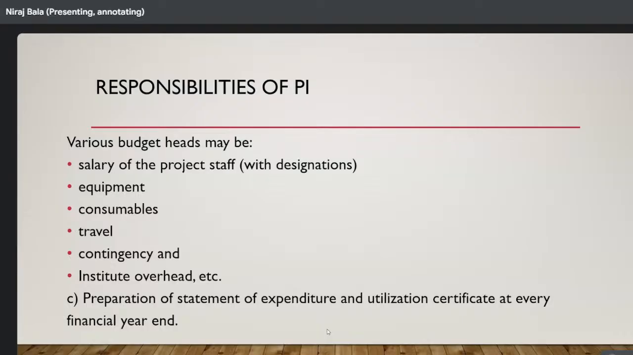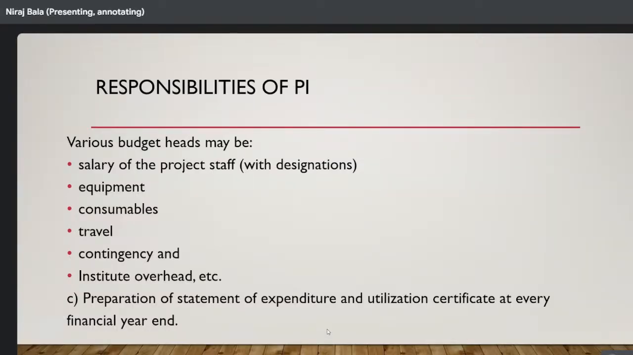This is the most important part. One is applying for the project. Second is completing the project. Third part is to prepare the expenditure statement, the utilization certificate, and to send it to the sponsoring agency at the end of each year.